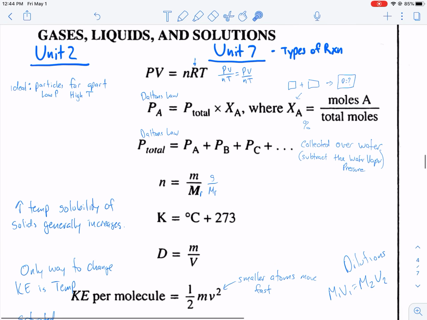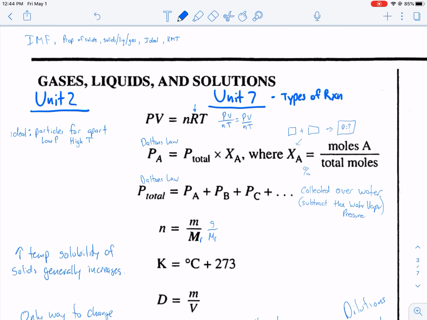Oh, you know what? One other thing that might be said. I almost forgot. I just remembered. Don't forget that units are important. Pressure should be in atmospheres. Volume should be in liters. Moles. And then temperature should be in kelvins.